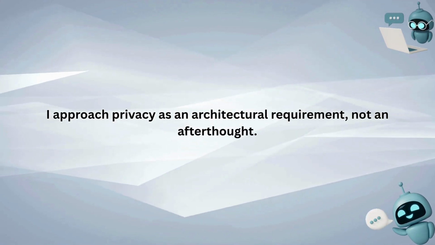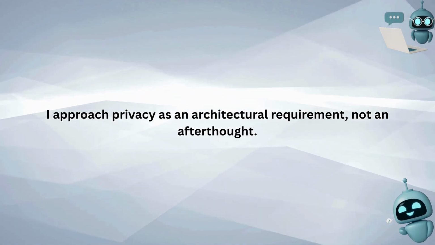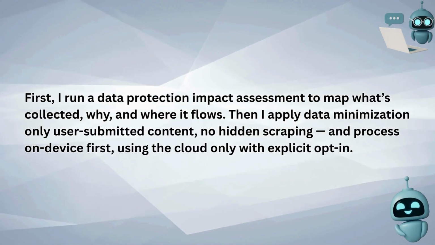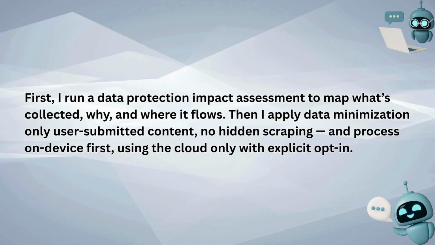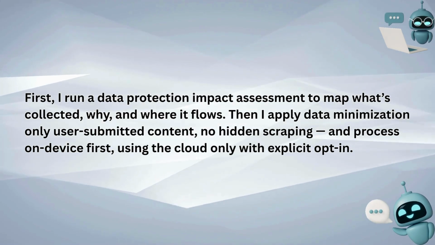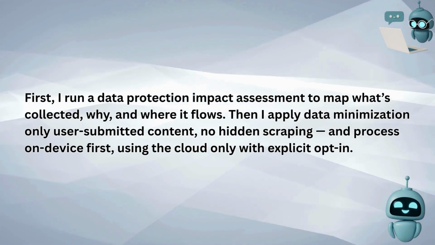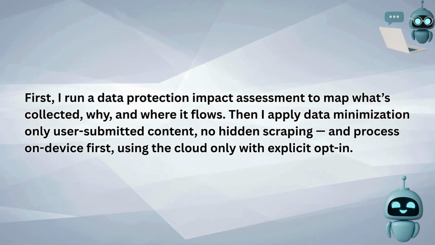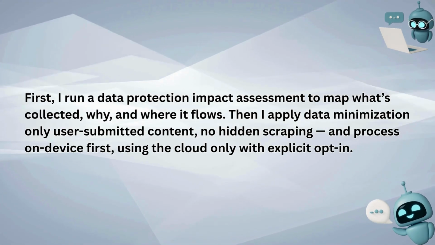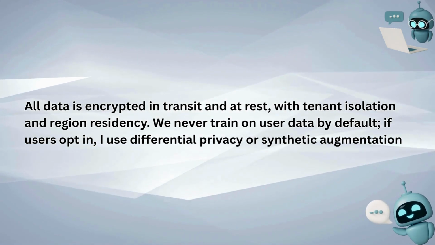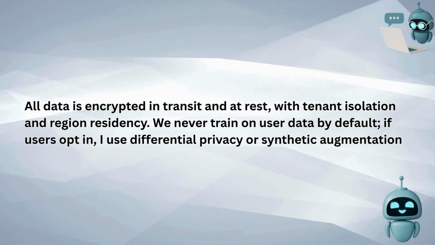I approach privacy as an architectural requirement, not an afterthought. First, I run a data protection impact assessment to map what's collected, why, and where it flows. Then I apply data minimization: only user-submitted content, no hidden scraping, and process on device first, using the cloud only with explicit opt-in. All data is encrypted in transit and at rest, with tenant isolation and region residency.